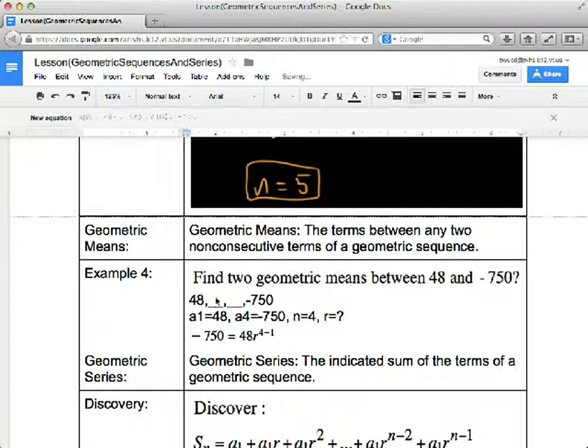And then I could just multiply each term after the first by that number and verify that it all works out. So negative 750 divided by 48. I don't think it's going to be that nice. Negative 750 divided by 48 is negative 15.625. And then cube root that number, which is negative 2.5.